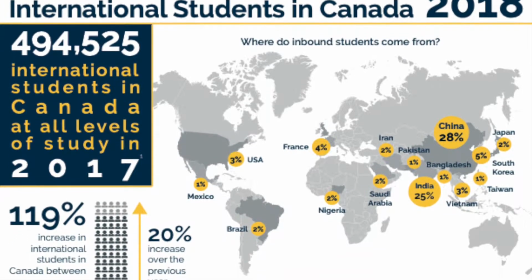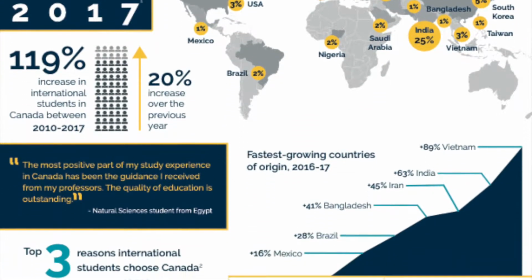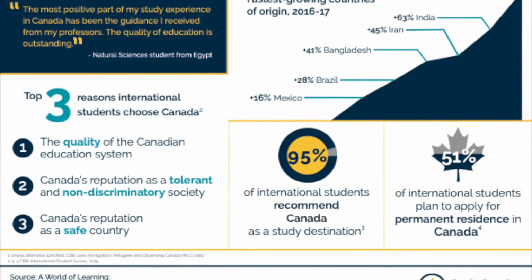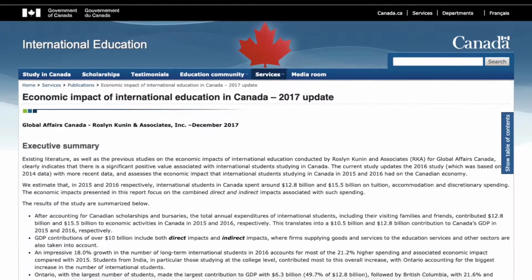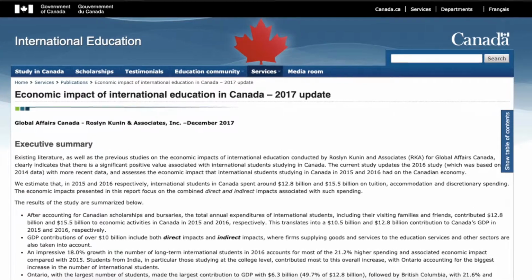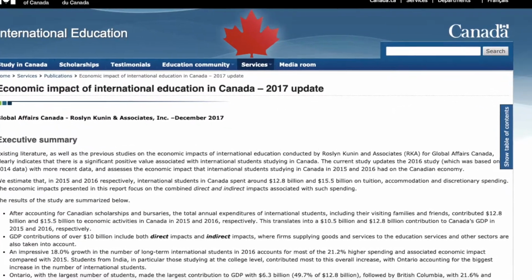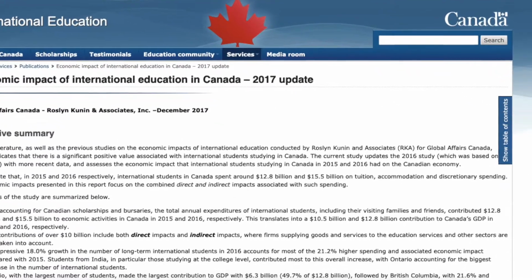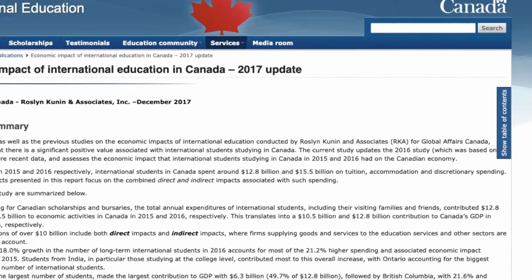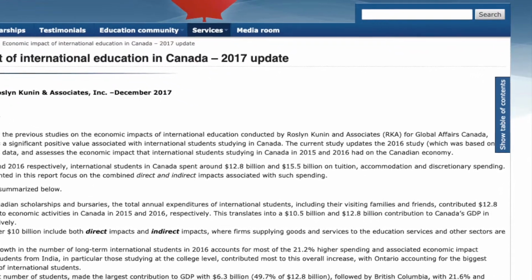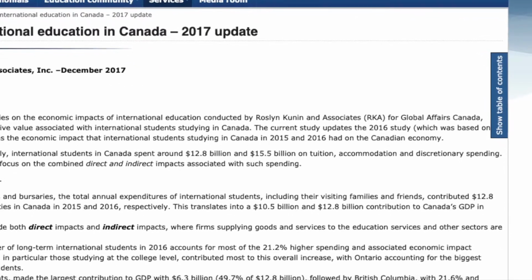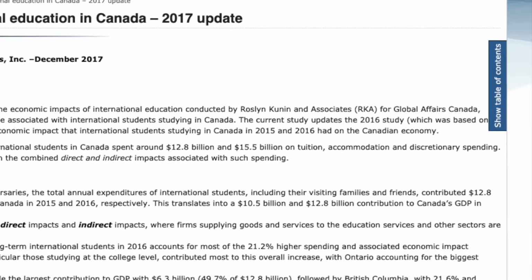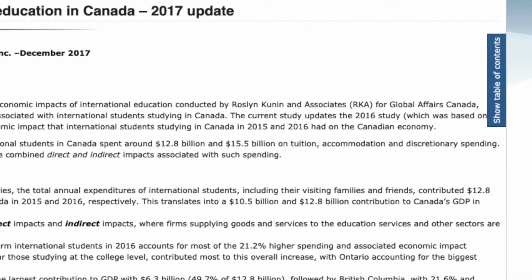Secondly, I was interested to know the correlation between education being sold as a commodity that acts as a site for immigration. In a report put out by the federal government of Canada, it was estimated that the total annual expenditures of international students, including their visiting families and friends, contributed $12.8 billion and $15.5 billion to economic activities in Canada in 2015 and 2016. This translates into $10.5 billion and $12.8 billion contribution to Canada's GDP in 2016.